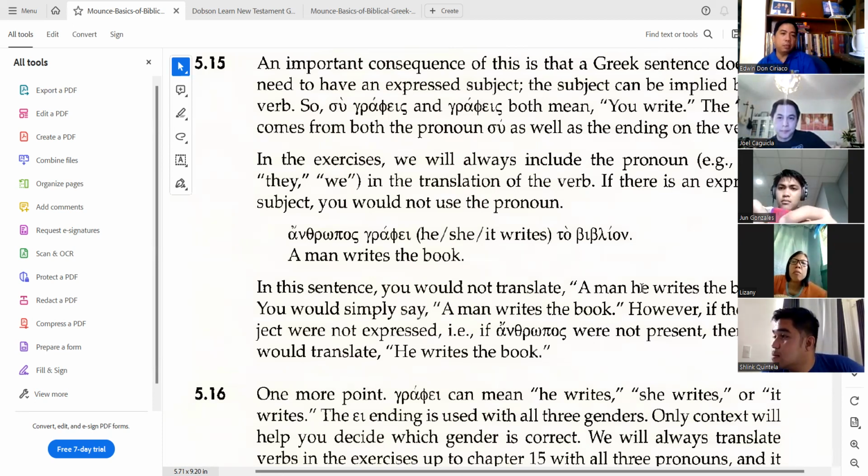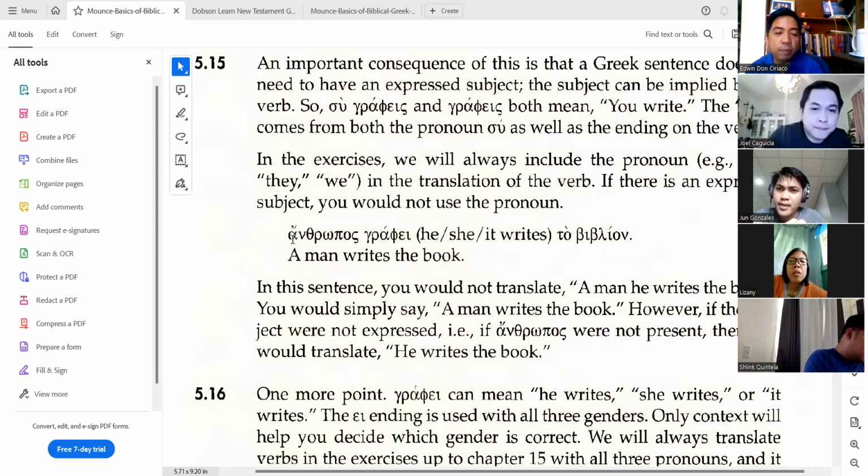We read the Greek here. The Greek is two words. The first is a man, anthropos, and then the verb is graphe. Anthropos graphe to biblion. So biblion is not a Bible, okay? It is a book or a scroll. So when you're doing translation, do not translate it as a man writes the Bible. No, do not do that.